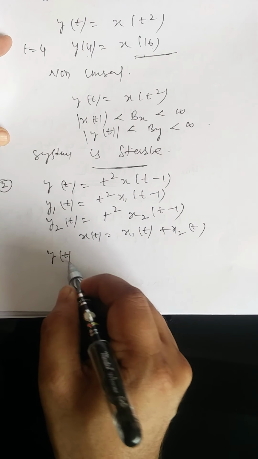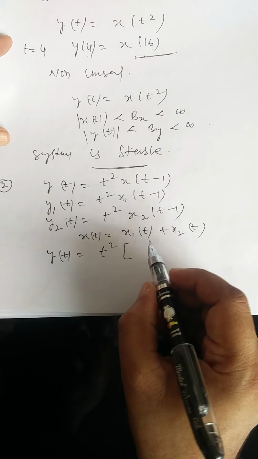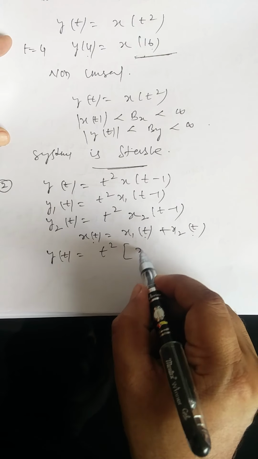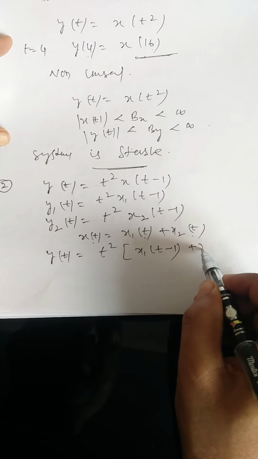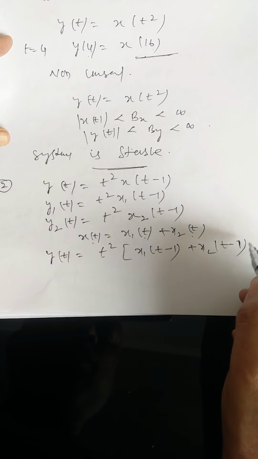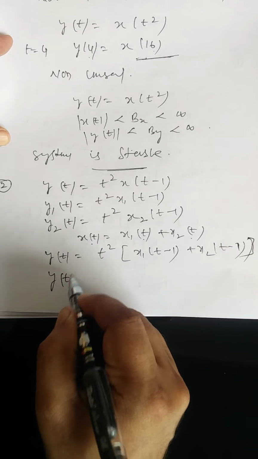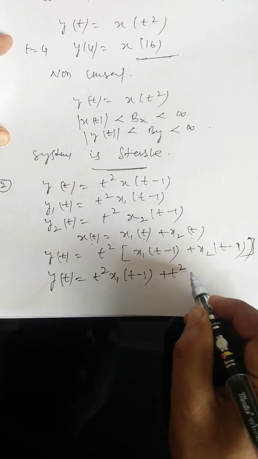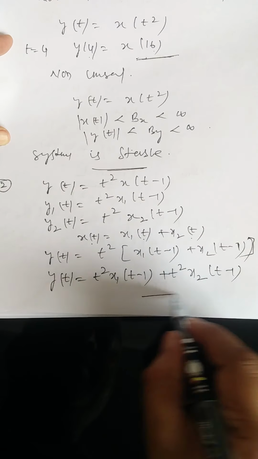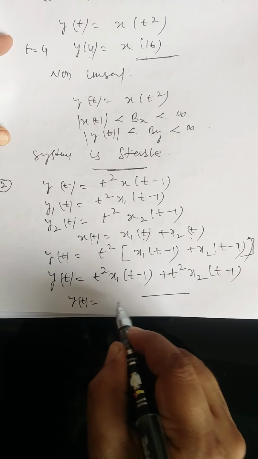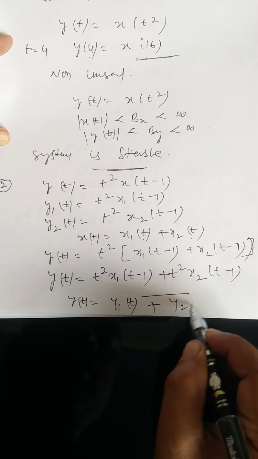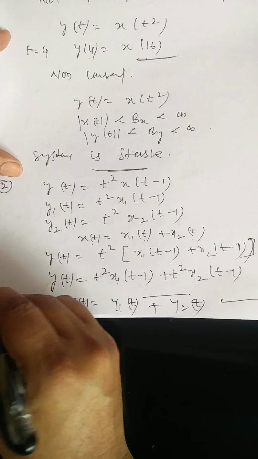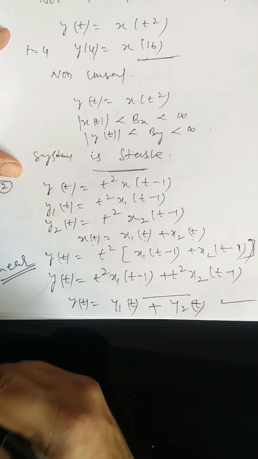Then y of t is equal to t square. Here you have, replace x by t minus 1. Here it will become x1 of t minus 1 plus x2 of t minus 1. We'll get y of t is equal to t square x1 of t minus 1 plus t square x2 of t minus 1. That is nothing but y of t is equal to y1 of t plus y2 of t, satisfying the principle of superposition, and the system is said to be linear.